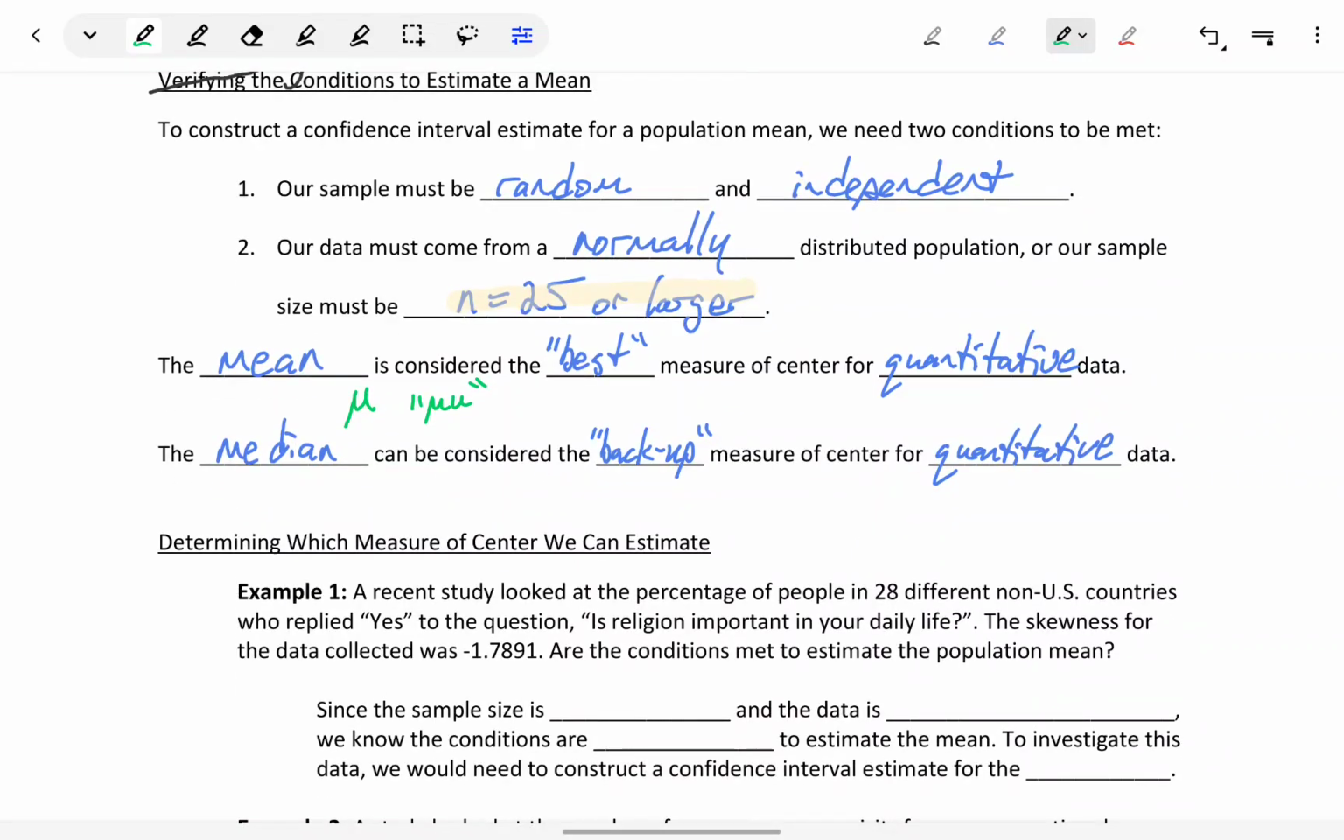If the sample size is small, then we need to determine if the population comes from a normally distributed population. To do that, we'll look at the skewness of the data. If both of those conditions fail in number 2, then what we'll do is turn to the median as our backup or our alternative, and we'll estimate the population median, eta, which looks like an N with a long tail on the right-hand side.